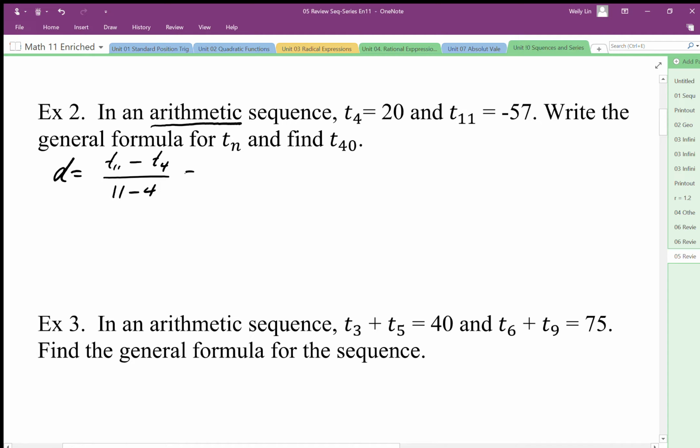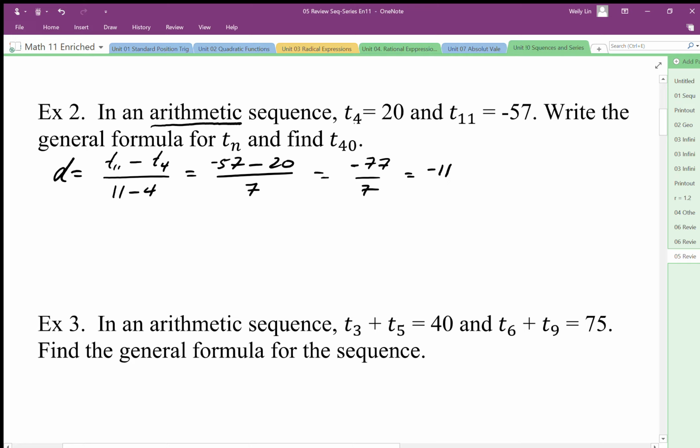So this becomes negative 57 minus 20, so I've gone down 77. That's my change in Tn. My change in n is, sorry, 11 minus 4, which is 7. So this ends up being, I'm going down by 11 each time. Once I know my progression of minus 11, I can write my general formula.